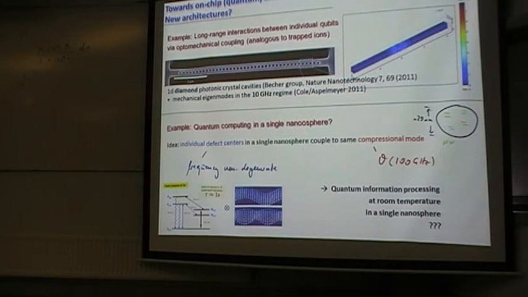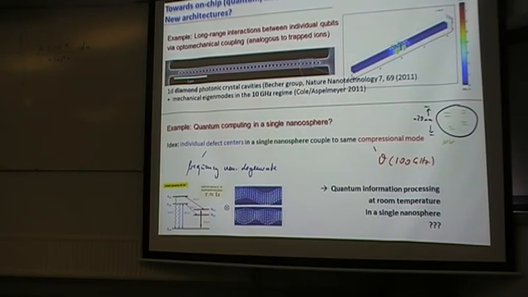Another thing, now this is complete vision, okay, so don't take me wrong, this is completely a blue-sky slide. So maybe one can think even of new architectures. So here is a photonic crystal cavity made out of diamond. We heard beautiful talks about NV centers. So let's implant individual NVs into this diamond. Then you have individual spins, you have mechanical modes, okay? The eigenmodes are quite large, in a 10 GHz regime for those beams.